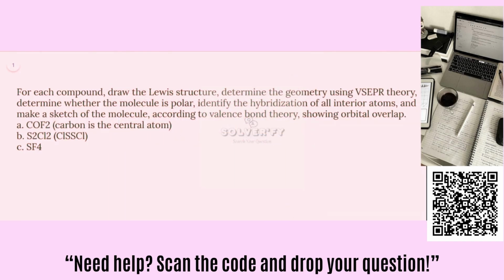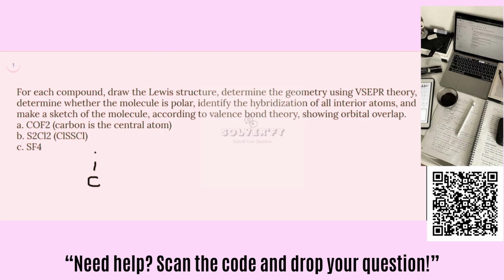Right, so this question asks us to do a lot of things with this orbital here. I'm only going to have enough room to do the Lewis structure, so I'll just tell you guys what to do for the VSEPR structure. So for this first molecule, we know that carbon is the central atom, so we can start there.